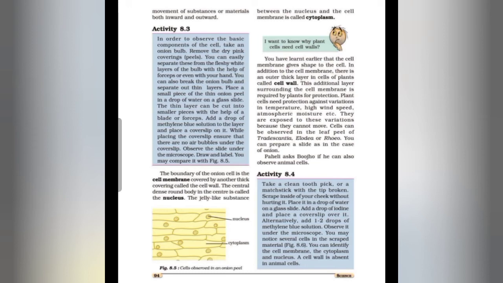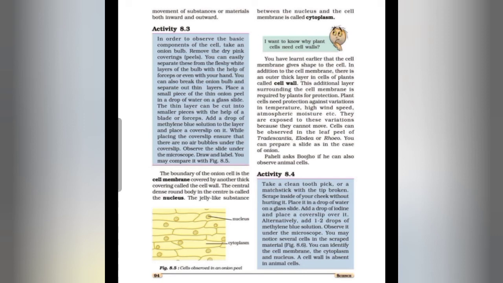The boundary of the onion cell is the cell membrane, covered by another thick covering called the cell wall. So students, in the plant cell, another cover is present that bounds the cell membrane, that is called the cell wall. The central dense round body in the center, as you can see in figure 8.5, is called the nucleus, and the jelly-like substance between the nucleus and the cell membrane is called cytoplasm.